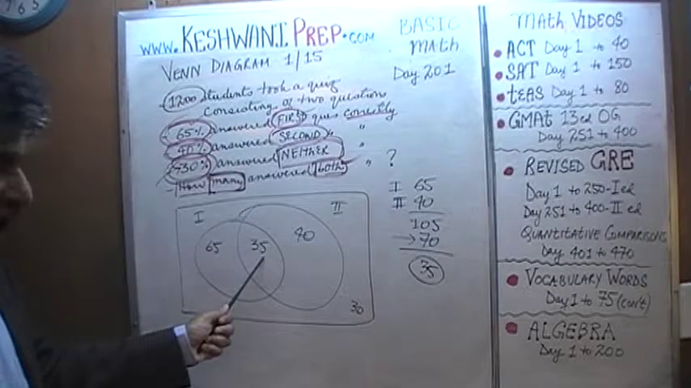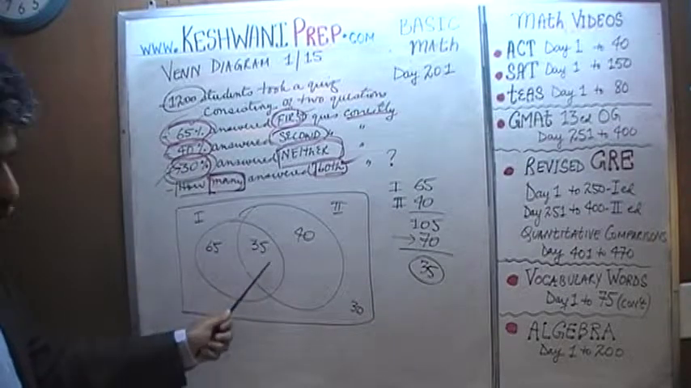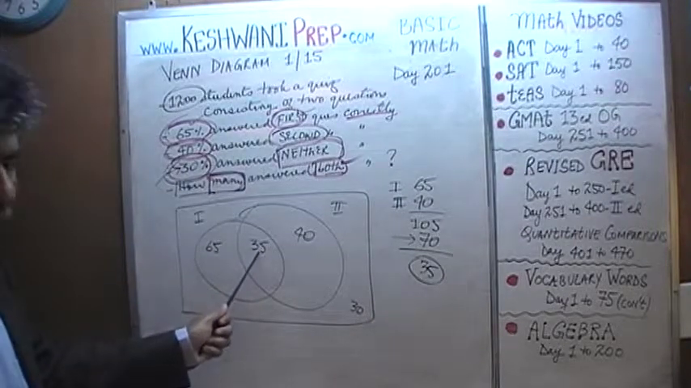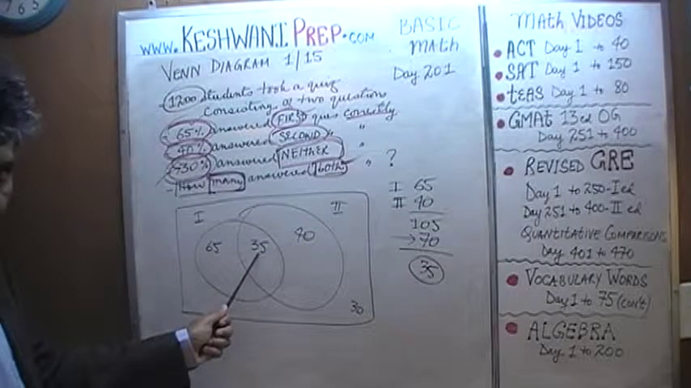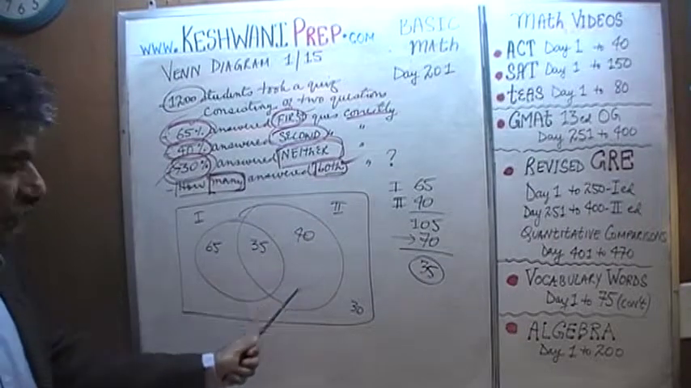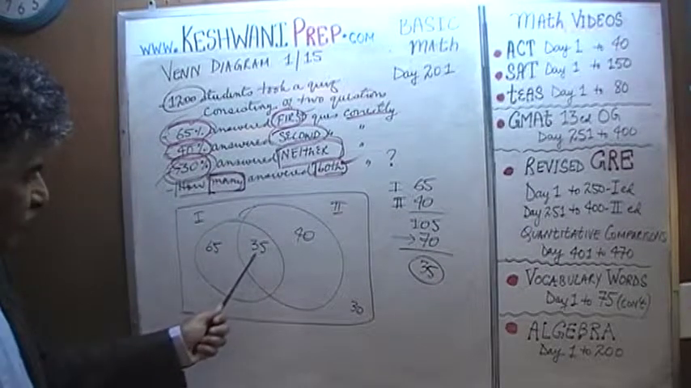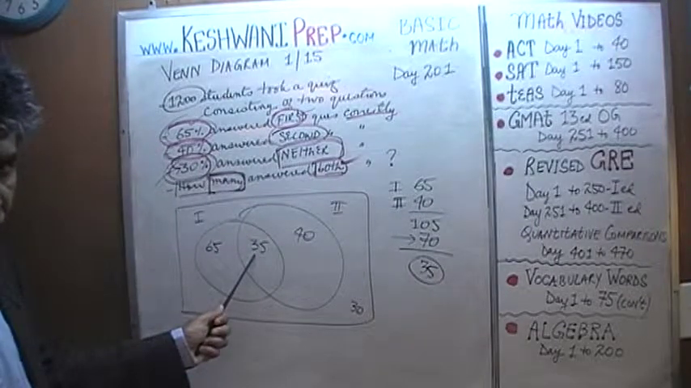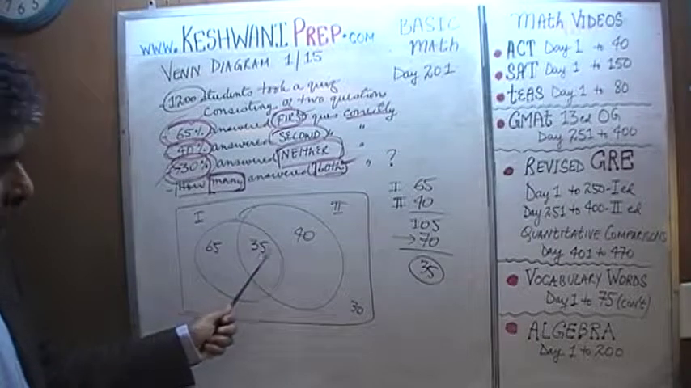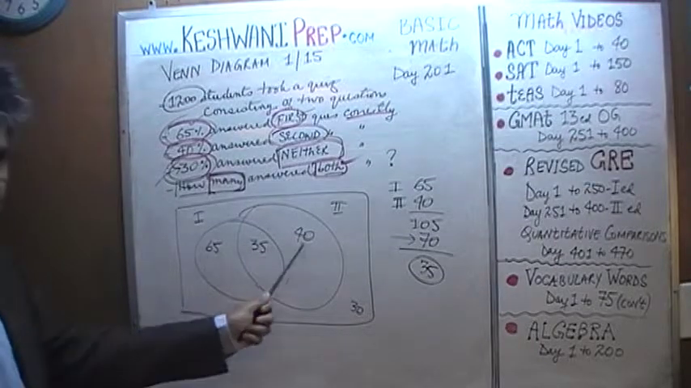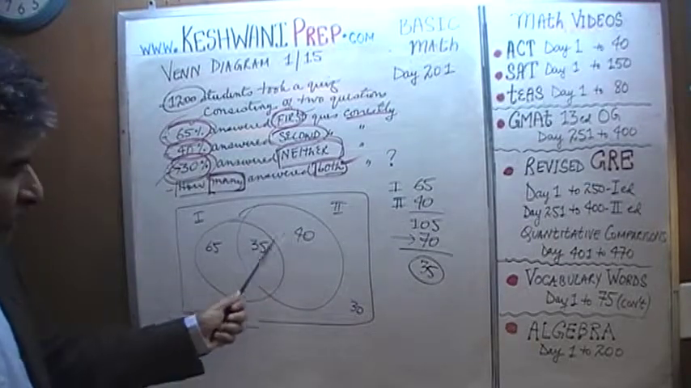These 35 people are first counted as the number of people who answered first question correct, and then these same 35 people are counted again as the number of people who got second question correct. As soon as we insert 35 in the common area, as soon as we insert any number here, we have to immediately go back and adjust these figures. These 35 people are coming from these 40.